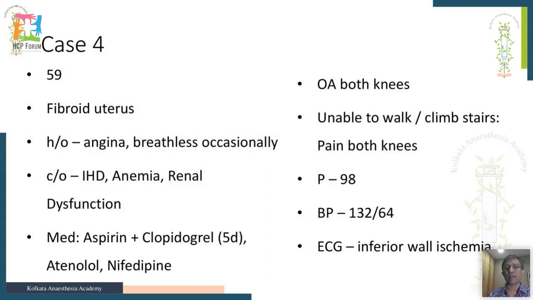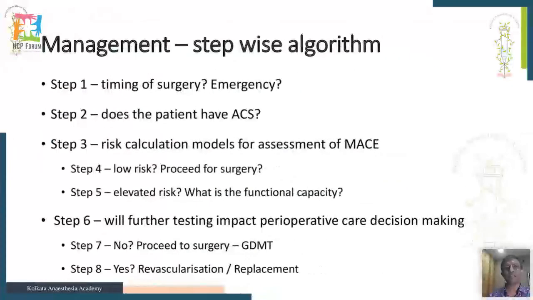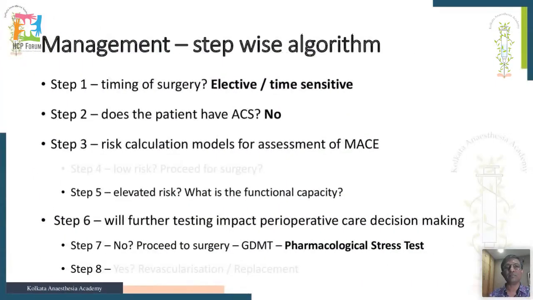Apply this algorithm. No, she does not have ACS. Apply the model. This is an invasive surgery. Functional capacity is something you cannot determine because of the osteoarthritis of the knee. Then comes the question, should I do further testing?